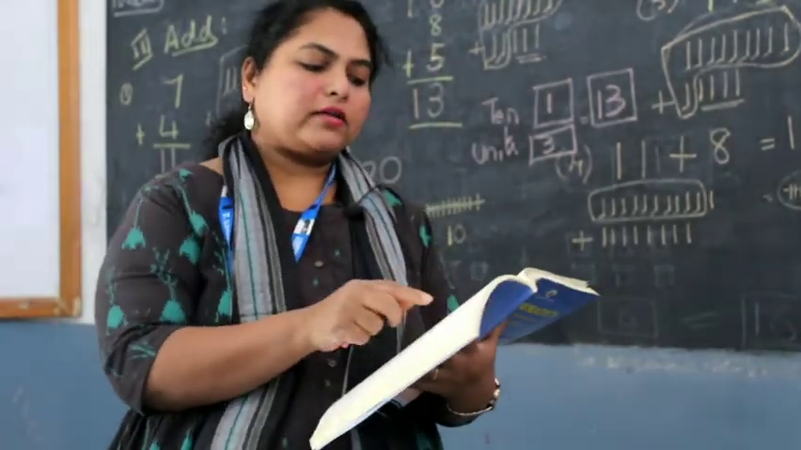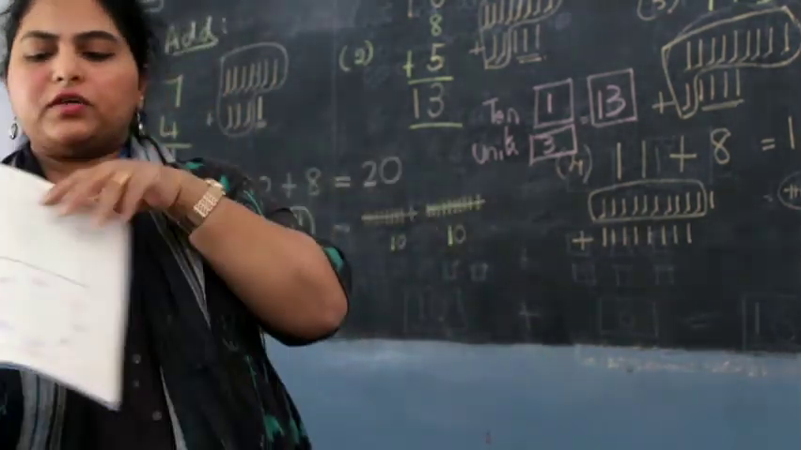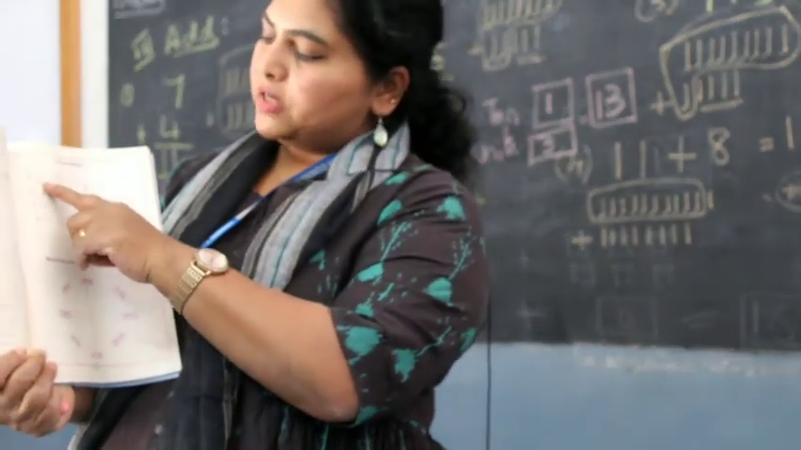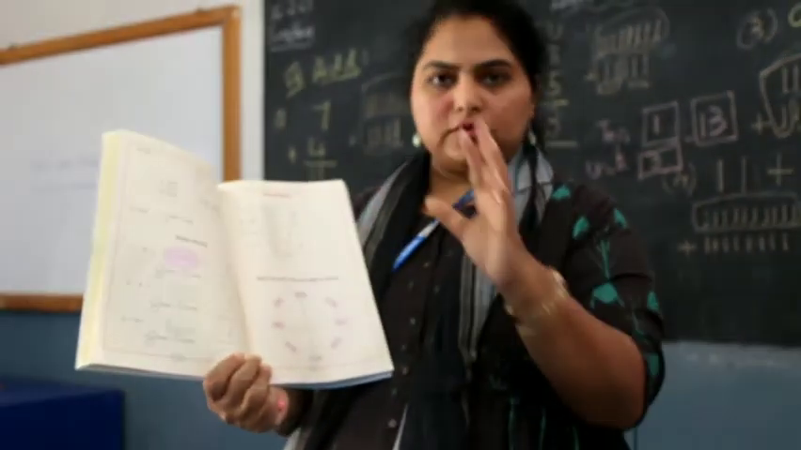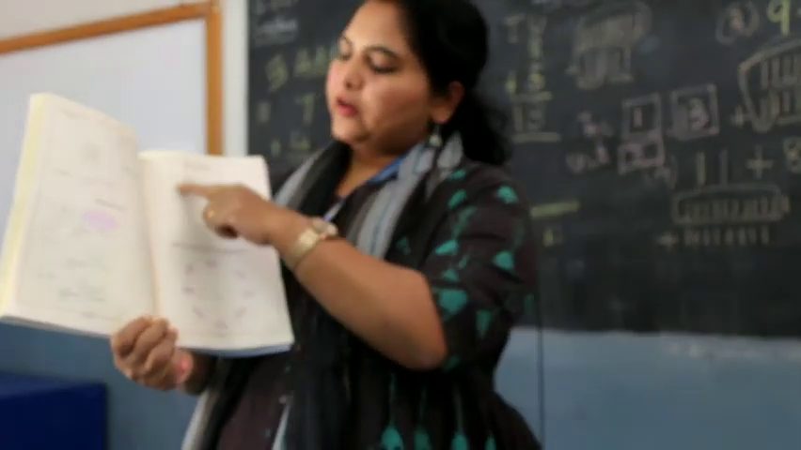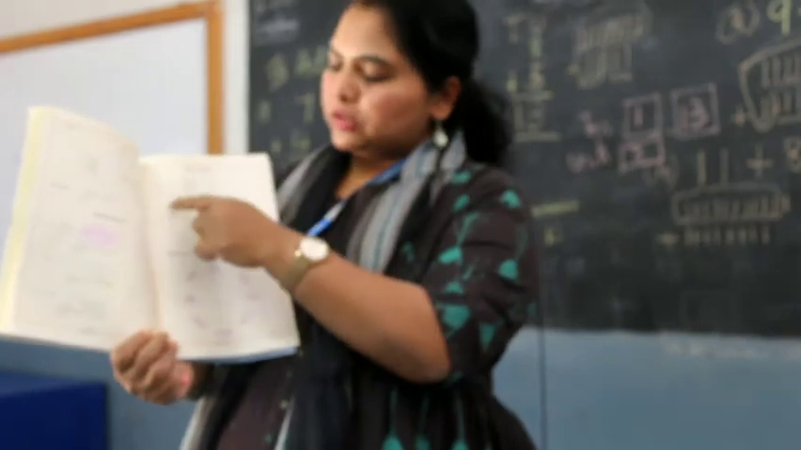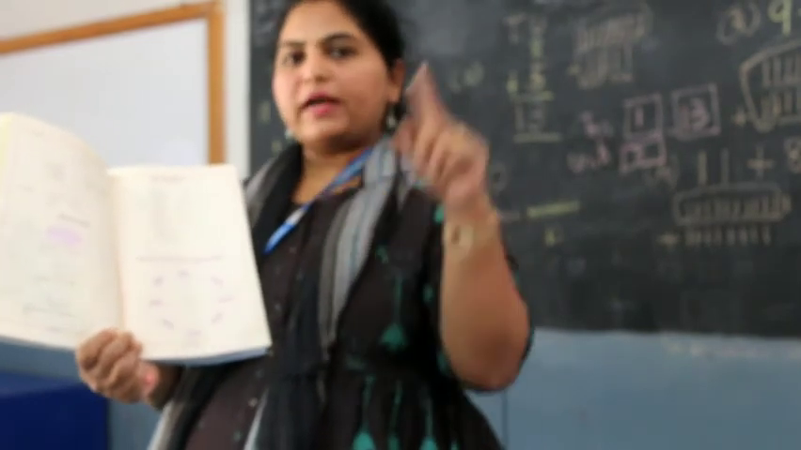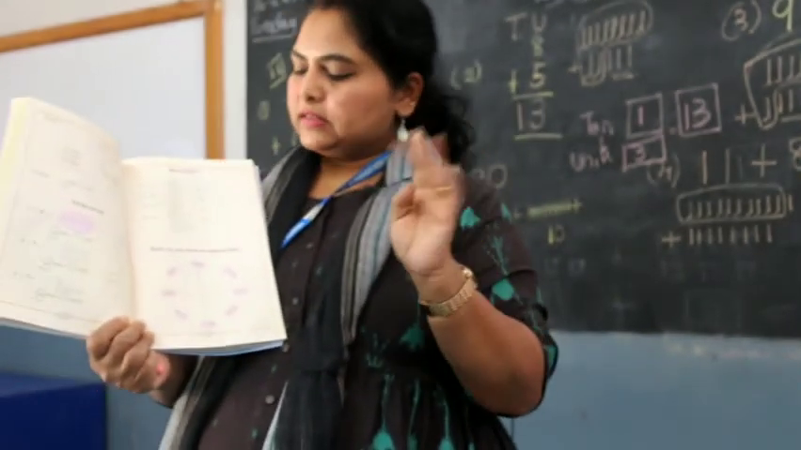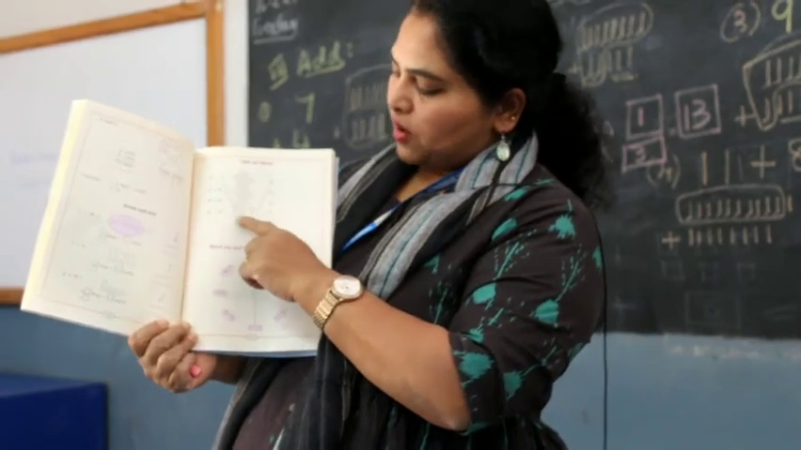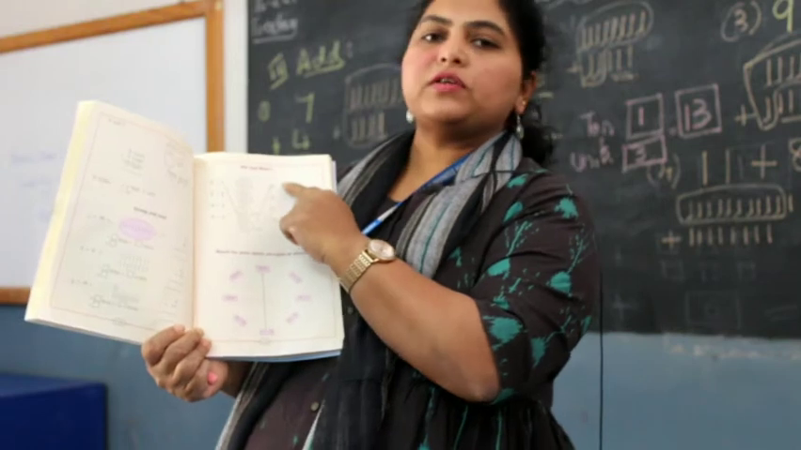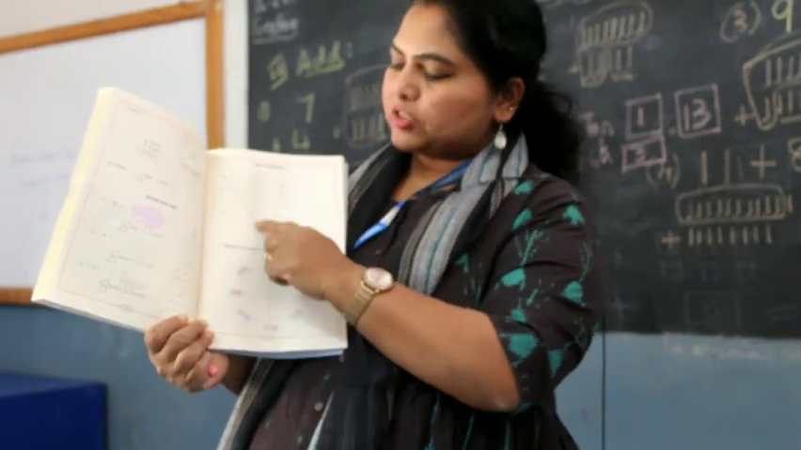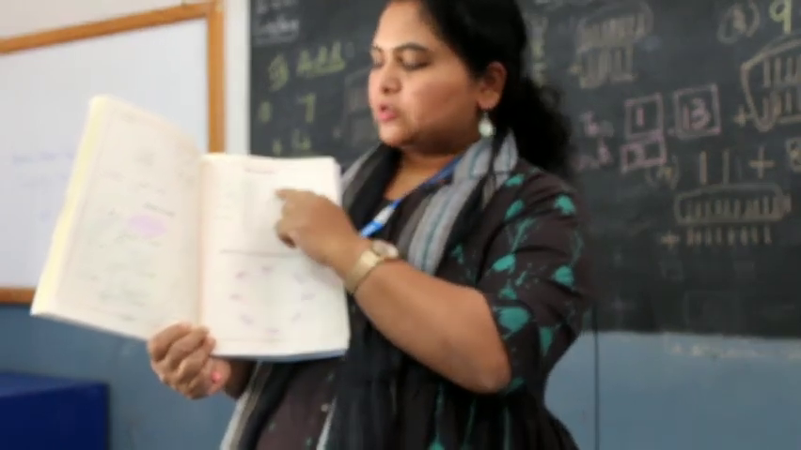Next we have add and match. They have given you 9 plus 5. Wherever you have 9 plus 5, draw 9 sticks and 5 sticks and total it up. It will come to a group of 1 ten and 4 sticks left out. That is 9 plus 5 is 14. So you have to match the sticks to that and match the total to that.